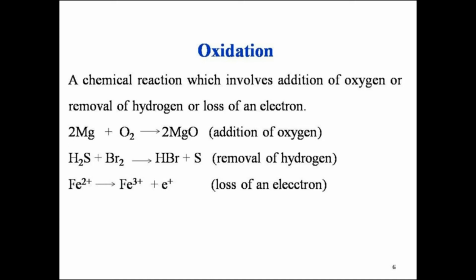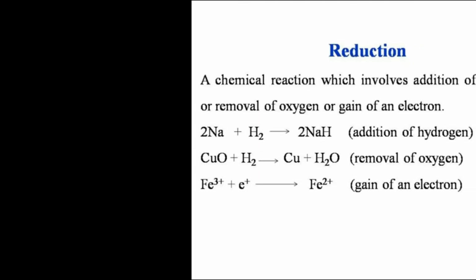Some of the examples are given. For addition of oxygen, the example given is magnesium with oxygen to form magnesium oxide. In the same way, for removal of hydrogen, another example is given as hydrogen sulfide with bromine, where hydrogen is being removed and hydrogen bromide is formed. And the last one is loss of an electron, where in iron, one electron is being lost and it is becoming Fe3+.